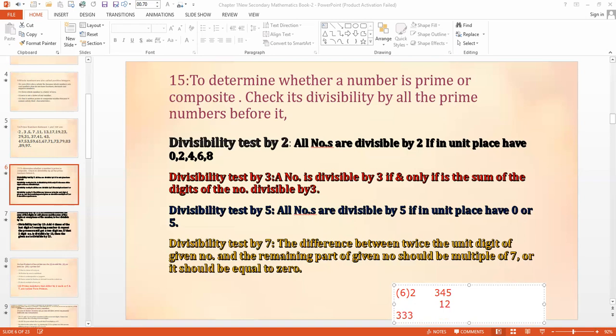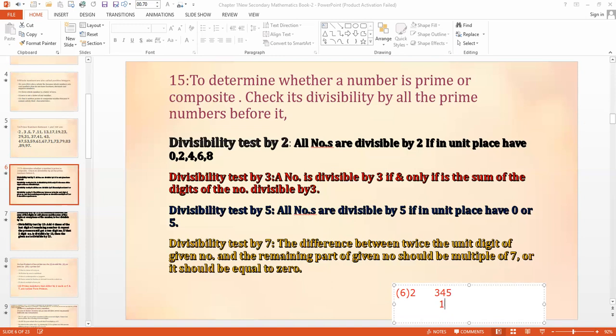Now, look here. It is 333. Again, look at its unit place. Which number is given at the unit place? 3 is given. Again, you have to double this 3. When you double this 3, what will be your answer? 6. Now, what shall you do? You have to subtract 6 from this 33. And what will be your answer? 27. So, is 27 divisible by 7? No. So this means this number 3,456 is not divisible by 7. So we can also check it. Look here.